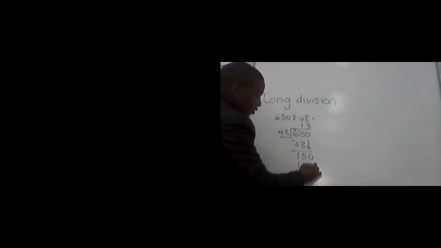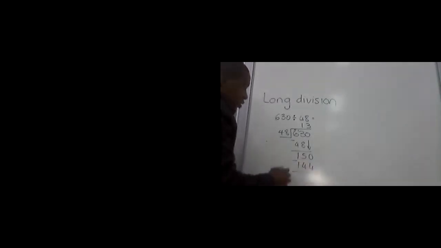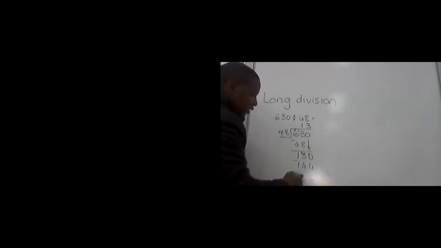When we bring down the 0, how many times does 48 go into 150? It goes 3 times. 3 times 48 is equal to 144. We now subtract. 0 minus 4 is not possible. So we're going to take the 1 from the 5. And that becomes 10. 10 minus 4 is 6. 4 minus 4 becomes 0. 1 minus 1 becomes 0. So our answer is 13. He can complete 13 trays.